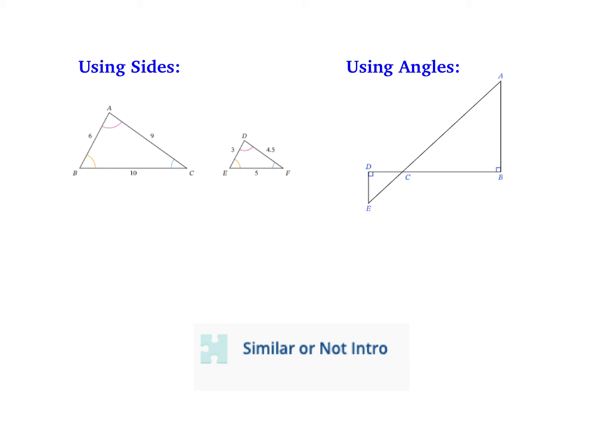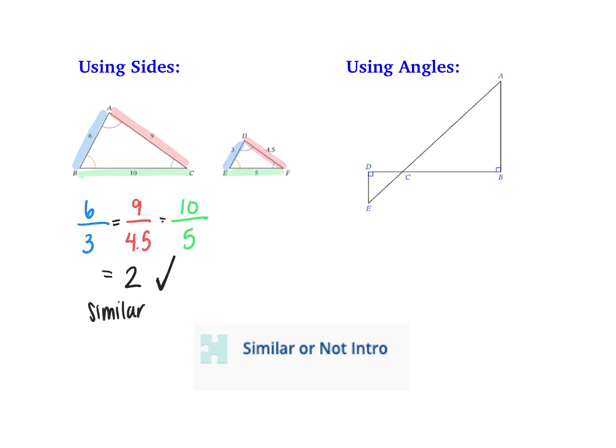If I'm focusing my arguments on the side lengths, the first thing I'm going to do is find those corresponding pairs of sides. So which matches up to which. So here I have a 6 that corresponds to a side length of 3. I have a 9 that corresponds to a side length of 4.5. And a 10 that corresponds to 5. I'm going to do a quick division on all of these and see that they equal 2. Therefore, they are all similar because I have proportional sides.